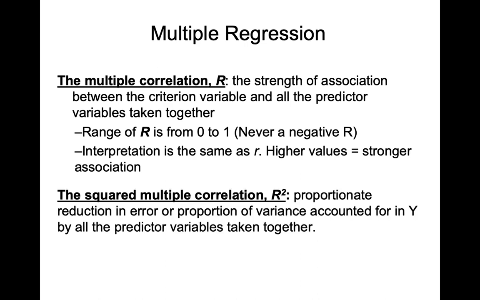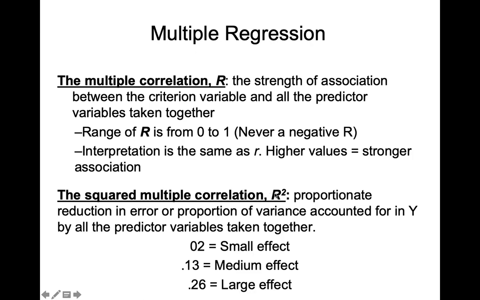It is more common, though, to report a big R squared. Same interpretation: it's the proportionate reduction in error, or the proportion of variance accounted for in Y by all the predictor variables taken together. Higher values of R squared mean a more accurate regression model. Values of R squared can only range from 0 to 1, and these are effect sizes. 0.02 is a small effect, 0.13 is a medium effect, and 0.26 is a large effect.